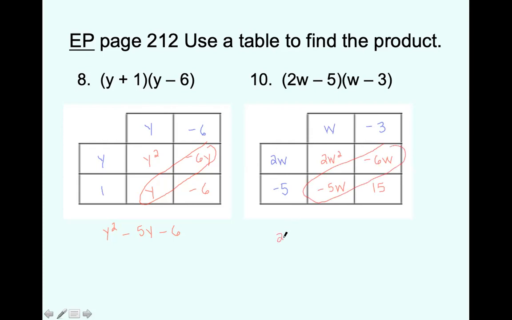So my final expression is 2w squared. I have a negative 5w plus a negative 6w is negative 11w. And my constant term is a positive, and don't forget your sign here, it's a positive 15 that I need to write down.